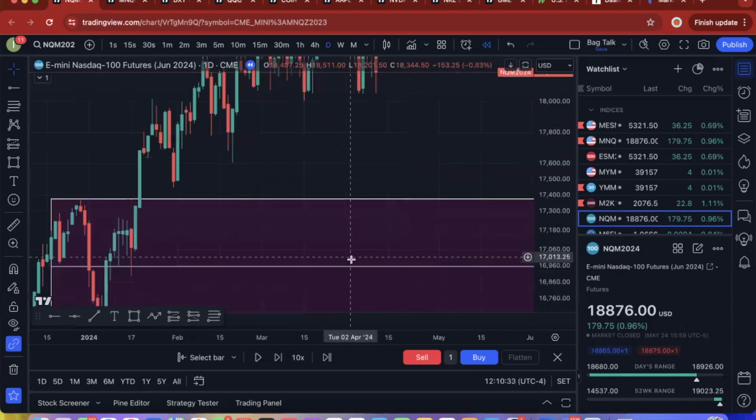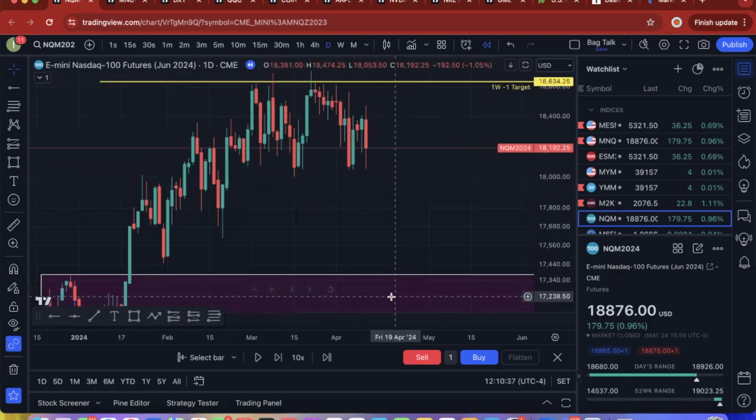We have a place on the weekly that we expect price to go bullish from. So until we get to this weekly area, guess what you're going to see out of the lower time frames in the weekly? Bearish moves. So the daily is about to show a lot of bearishness.